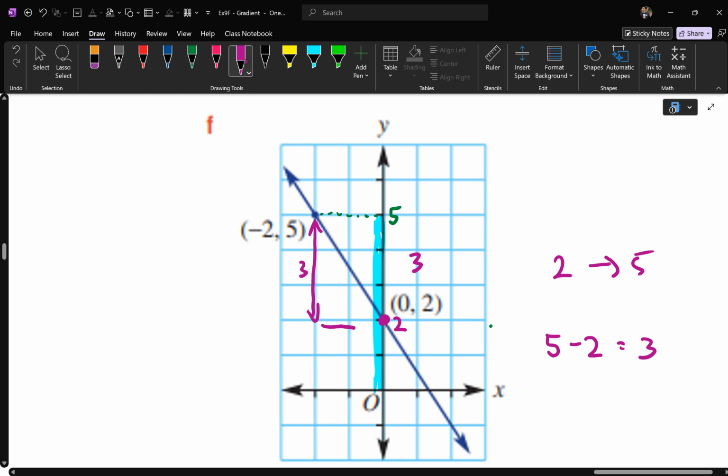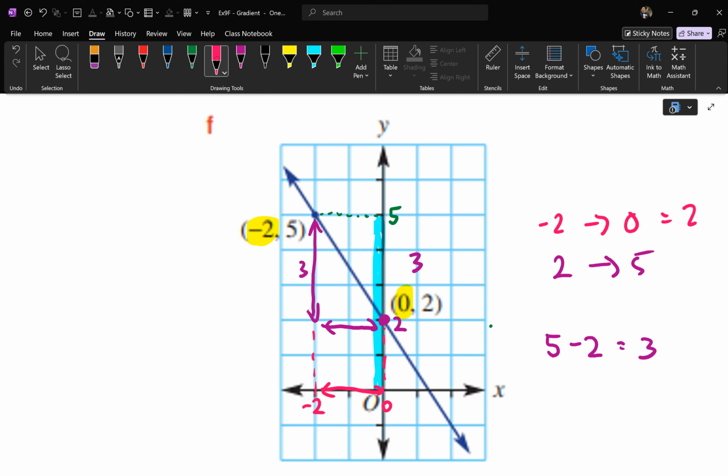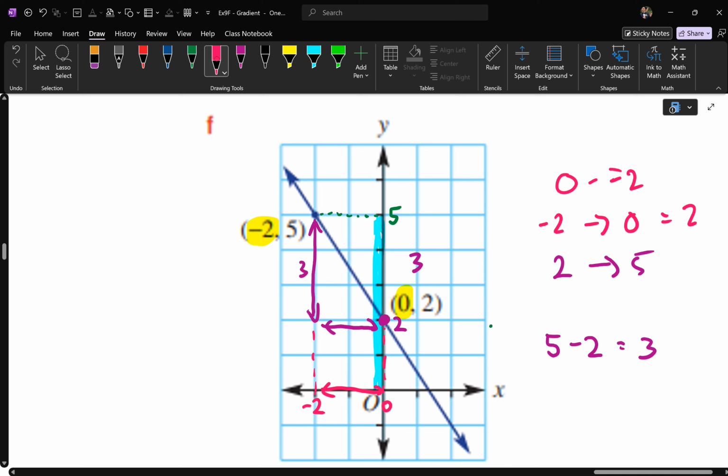Horizontally, how far do I have to go across? Well, same thing again. Let's look at the x-coordinate. This is 0. This is -2. So on the x-axis, you can see -2 is here and 0 is here. So the distance between -2 and 0 is clearly 2 units. But how did I know that? Again, I can do 0 take away -2, and double negatives is positive, so hence +2.